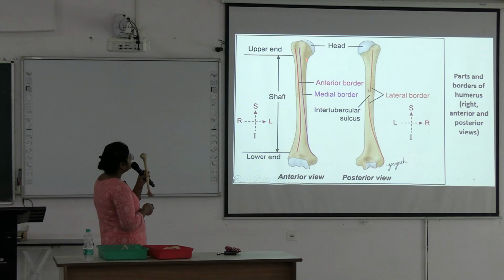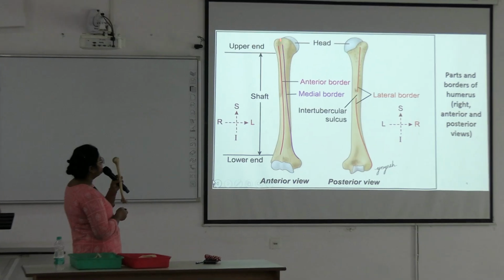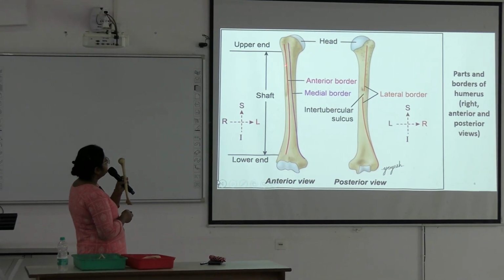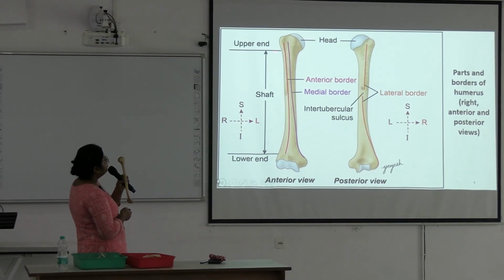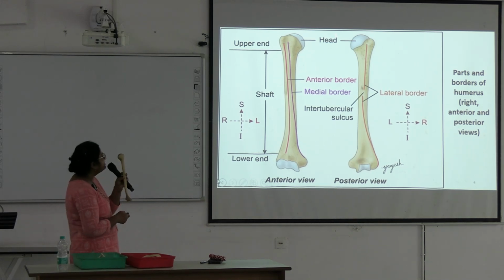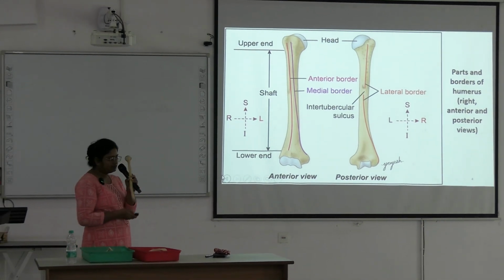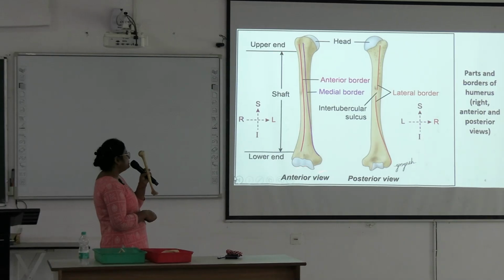Okay, see here. This is the head. Here is the lesser tubercle, greater tubercle, intertubercular sulcus. This is anatomical neck, surgical neck, morphological neck. Head, neck, two tubercles, intertubercular sulcus are included in the upper end. This part is the shaft. Shaft has three borders and three surfaces. We will discuss. And this is lower end.